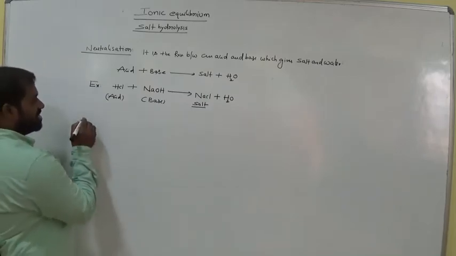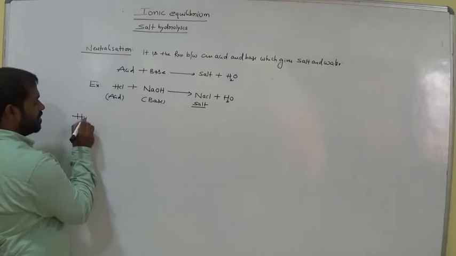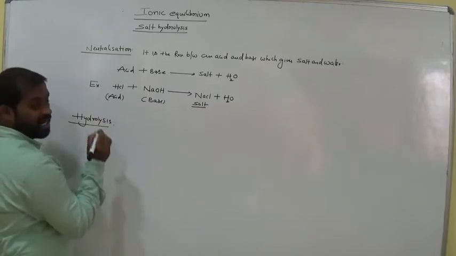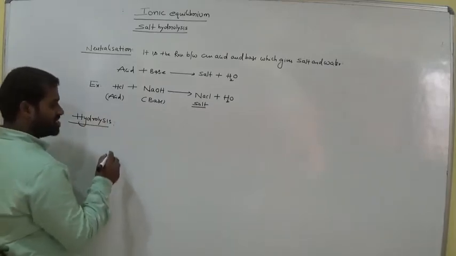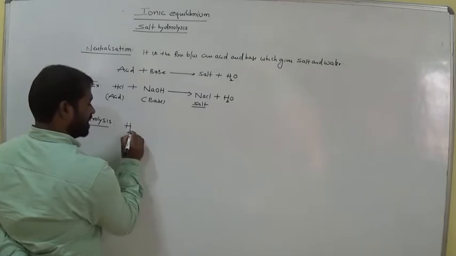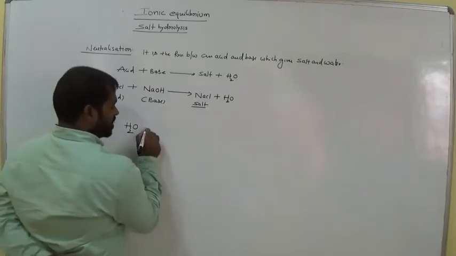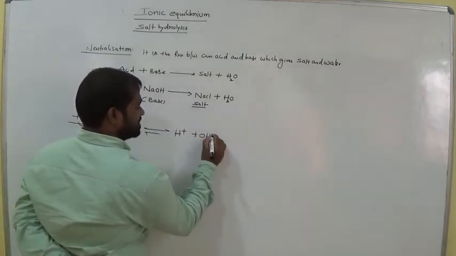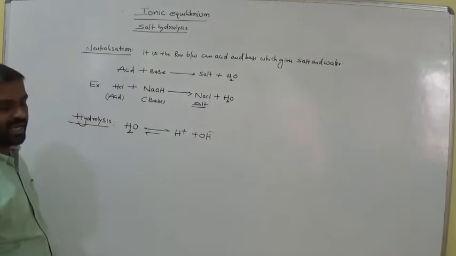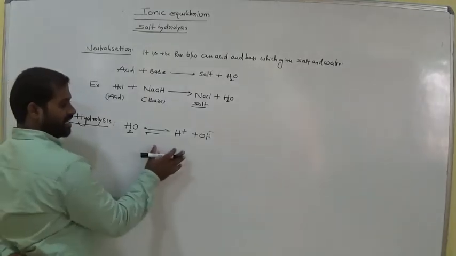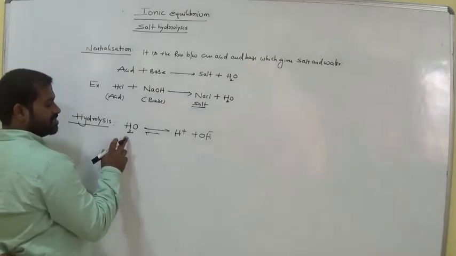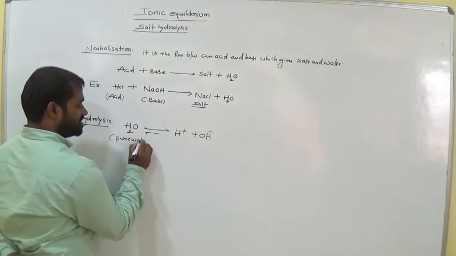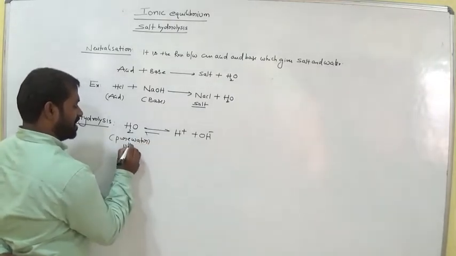Next, hydrolysis. What is meant by hydrolysis? Hydro means water here. This is H2O. It undergoes ionization as H plus and OH minus. This phenomenon is called hydrolysis. Okay? Clear? So H2O is pure water. Its pH value is 7.